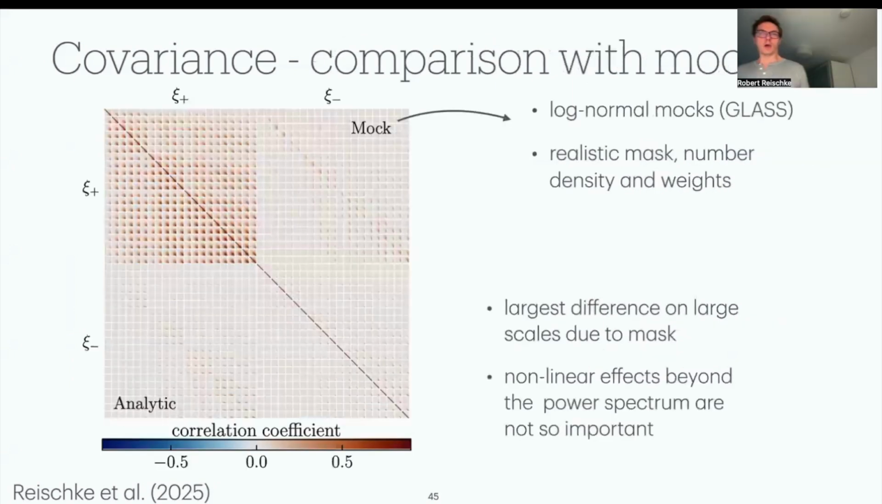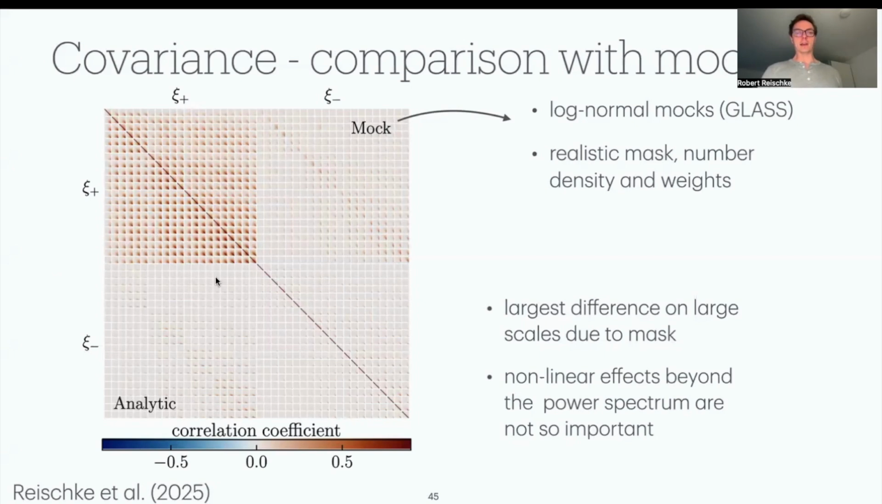So now we know how the covariance changes if we change different components. But is the covariance actually correct in the first place? So we have to compare to mocks. And what we do here in the upper triangle is we run log-normal mocks with GLASS, and we put a realistic mask, realistic number density, and realistic weights on it. We run a lot of those, and then we just calculate the covariance as an ensemble average.